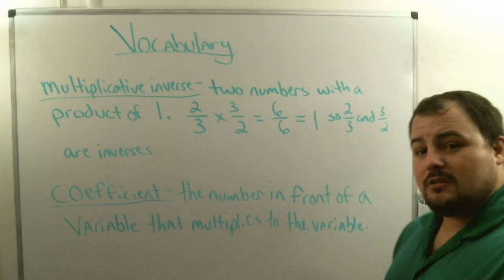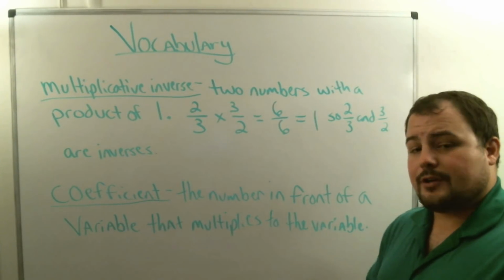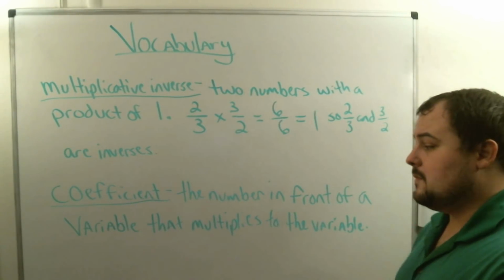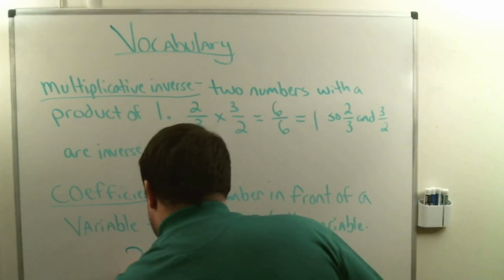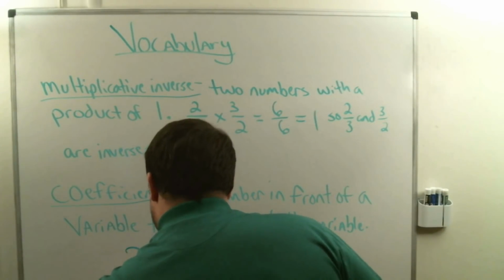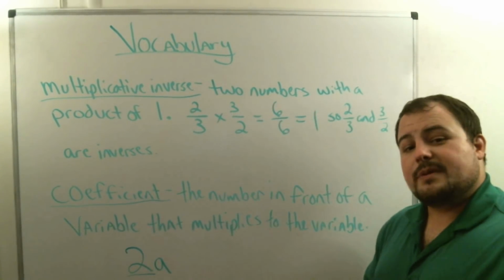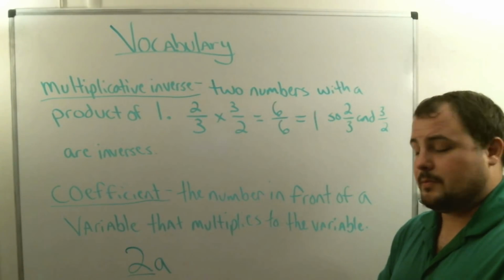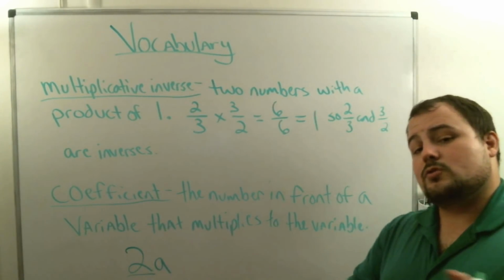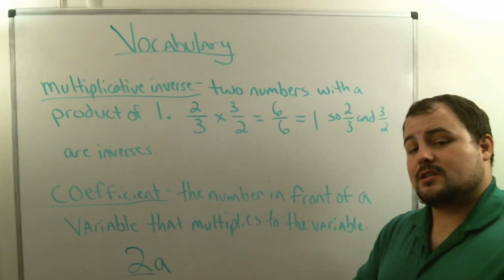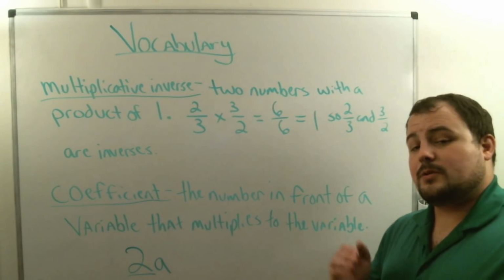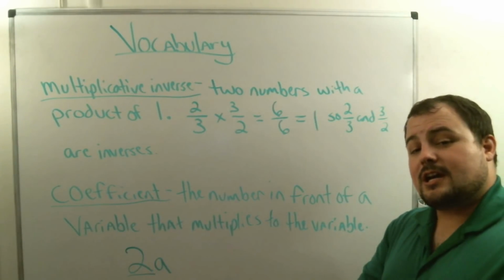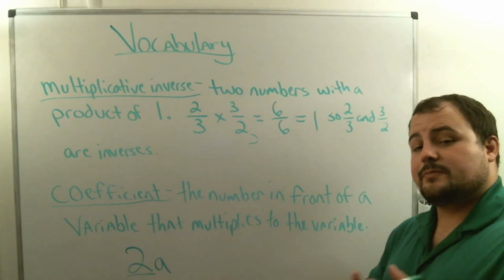The coefficient is the number that's in front of a variable. It's a number that multiplies to the variable. So if I wrote 2a, 2 is the coefficient because it's the number in front of the variable that's multiplying to the variable. This really means 2 times a. The 2 is the coefficient because it's next to the variable and it's right in front. So let's go ahead, look at our key concept, start our lessons, and solve some problems.